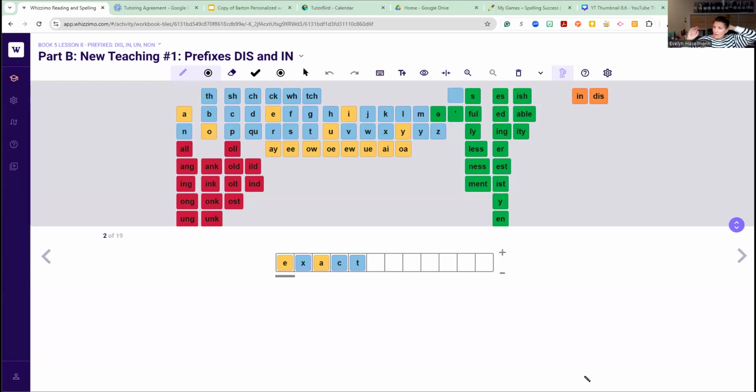All right, Barton, level 5, lesson number 8. So we're getting towards the end of level 5, which is nice. We are actually introducing prefixes today.